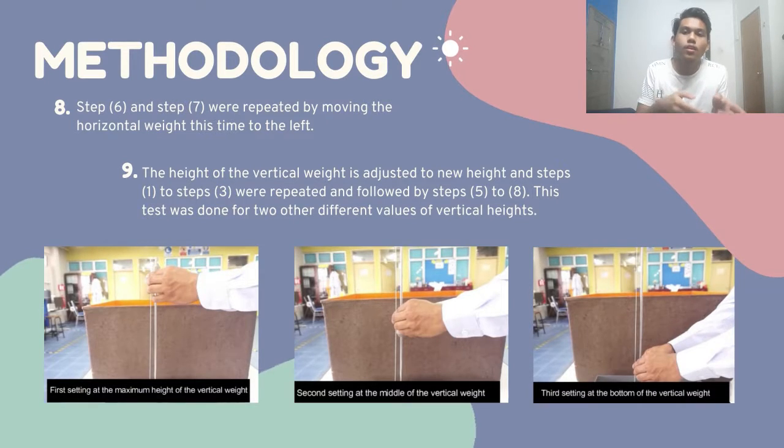For the eighth step, step 6 and step 7 were repeated by moving the horizontal weight, this time to the left. So same step, 10mm increments, 10, 20, and so on, and the angle of tilt was recorded. For the ninth step, the height of the vertical weight is adjusted to a new height, and we repeated step 1 to step 3, followed by step 5 to step 8. In the end, this test was done for two different values of vertical heights.